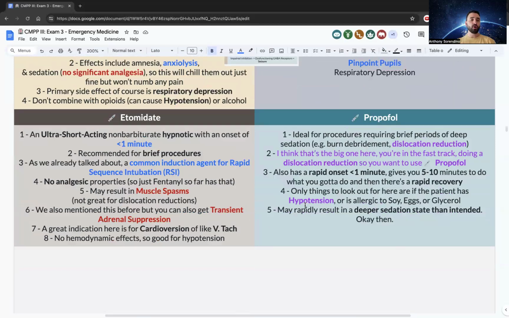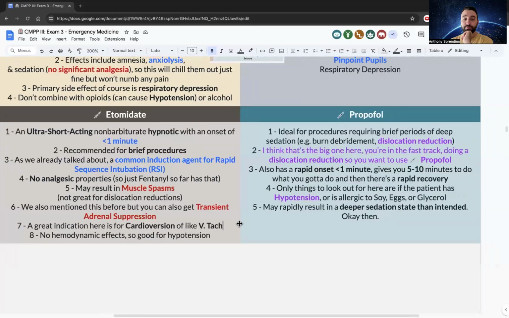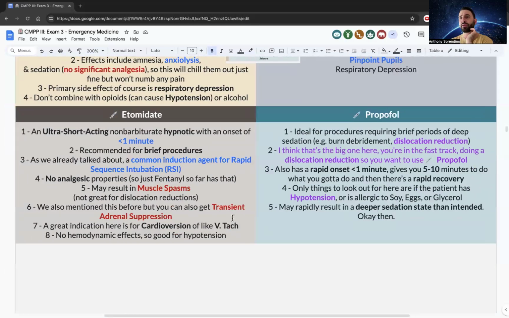All right, etomidate. This is going to be ultra short acting. We talked about this as a sedative. It's also classified as a hypnotic, which is pretty cool. This is going to be recommended just for brief procedures. We already talked about it. It's an induction agent for RSI. It can result in muscle spasms. So think as it's trying to sedate the body, you spasm out a little bit. So if you're trying to do a reduction of a dislocation, maybe not the best thing. You also use this for cardioversion for things like VTAC. I wonder if you use it for pacing too.